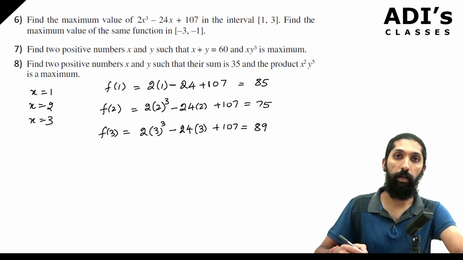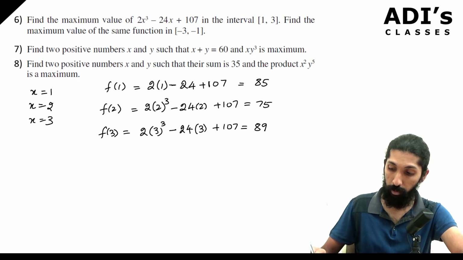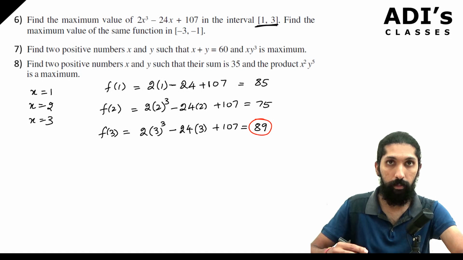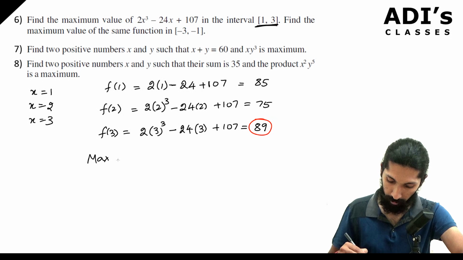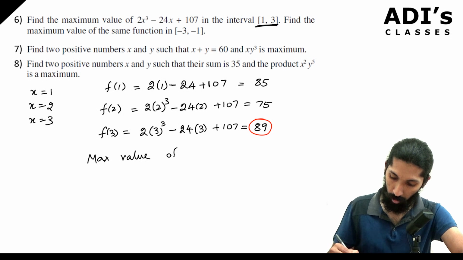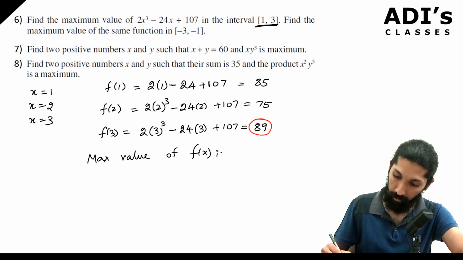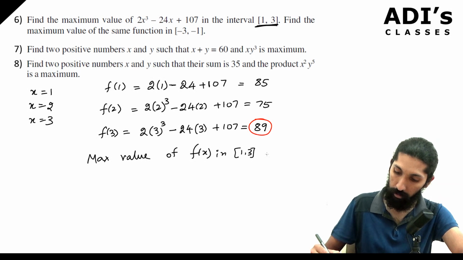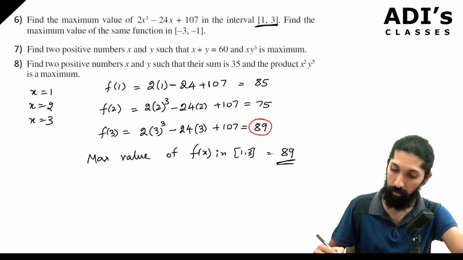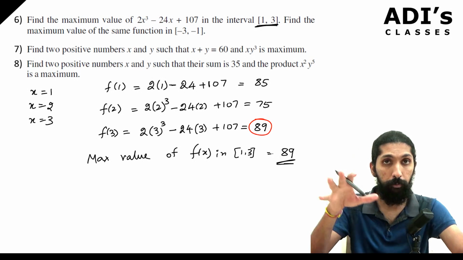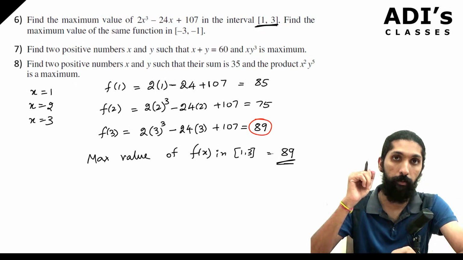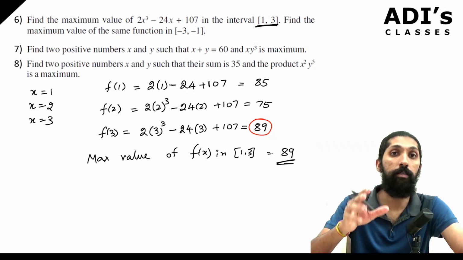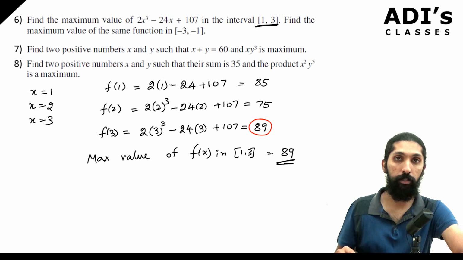Now look at these three values. Of this, the maximum you have is 89. Correct? That means within the interval 1 comma 3, the maximum value of f of x in 1 comma 3 is 89, which is f of 3. This is going to be the first part of the problem. The second part of the problem is where you have to go from -3 to -1. In this, the turning point is -2. Correct? So we'll finish that one.